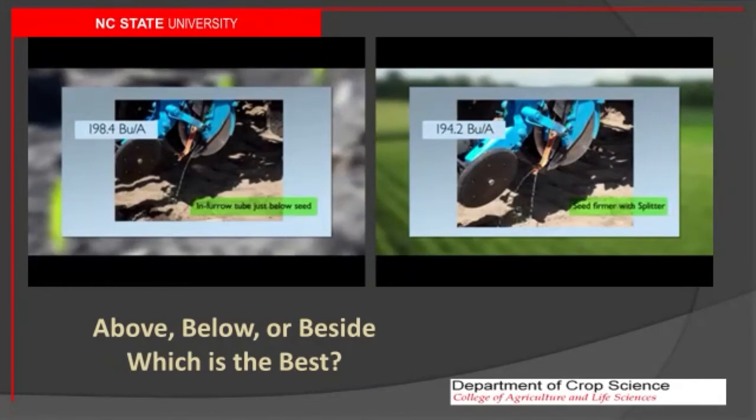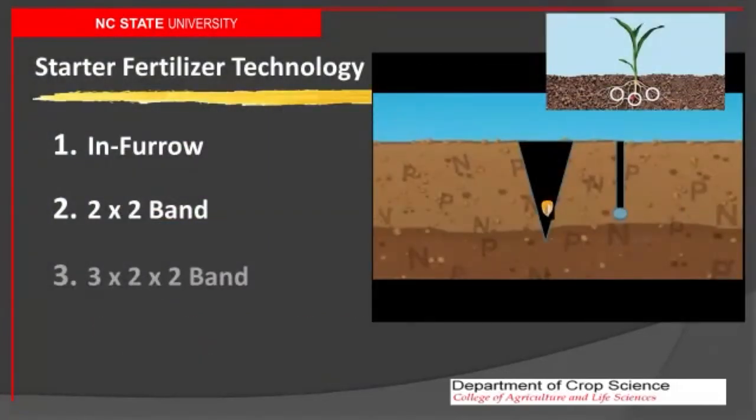In my opinion, because of the disturbance below the seed, I'd be more likely to try to put it on each side. Again, I think that is a close call, and I'm not sure that we see a huge amount of difference in where those placements are.